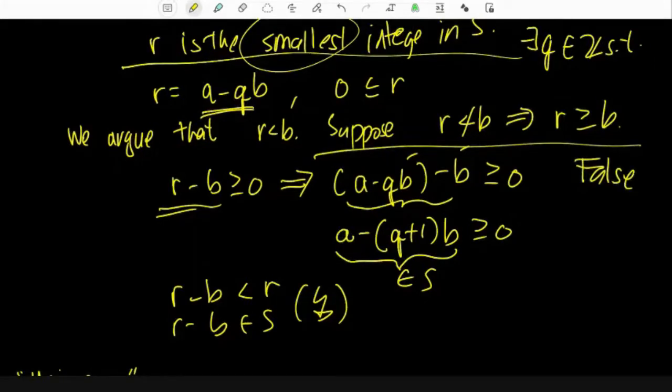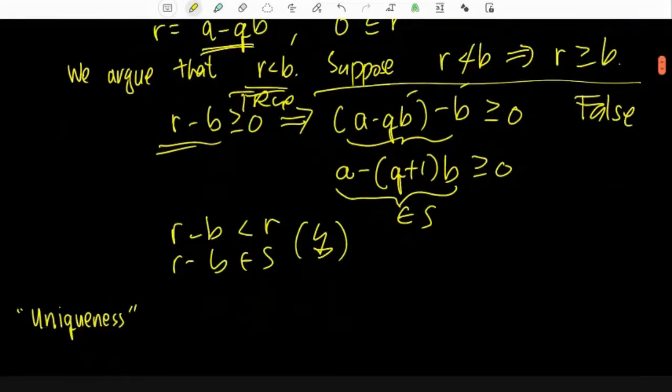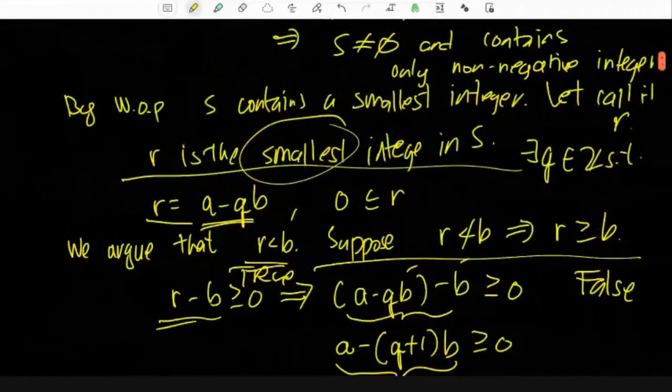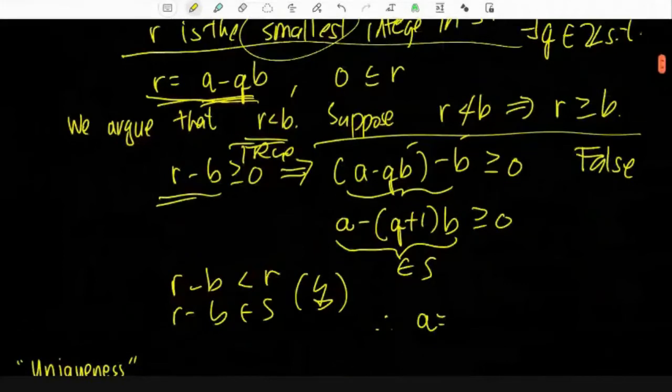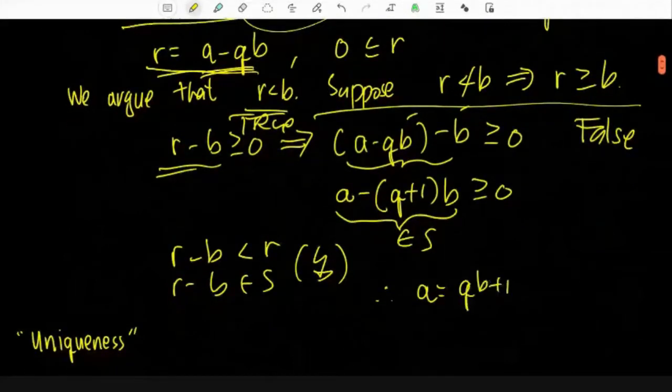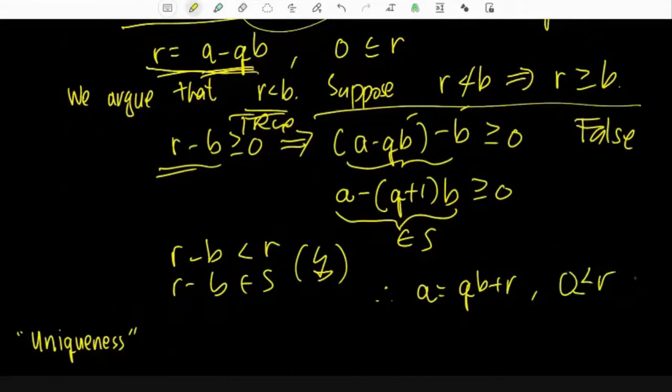After we assumed this, we got a contradiction. So by proof by contradiction, our assumption that R is greater than or equal to B must be false. So only its negation can be true. So this must be true, which implies that indeed R is less than B. So what did we see? Therefore, A is equal to, solving for A, just transpose QB to the other side, QB plus R, where R satisfies the condition that it's between 0 and B.